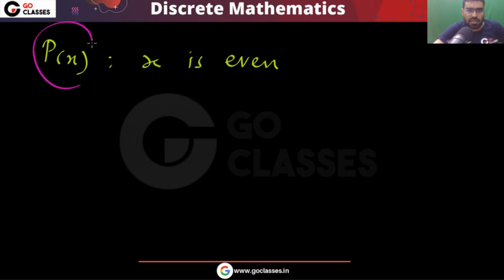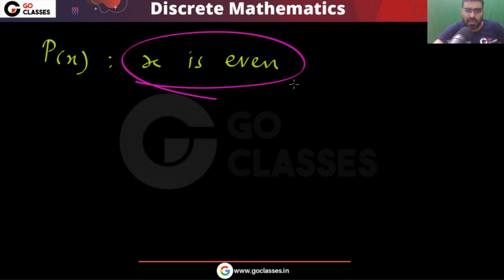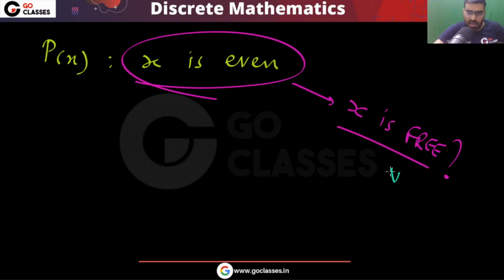Some students are confused about this. Look at this P(x): x is even. Here, is x free or not? Consider this as alpha. Can I say here x is free? Look at this P(x). The answer is yes. So this is your alpha. The question is saying that this is your alpha, so you can assume that alpha is P(x).